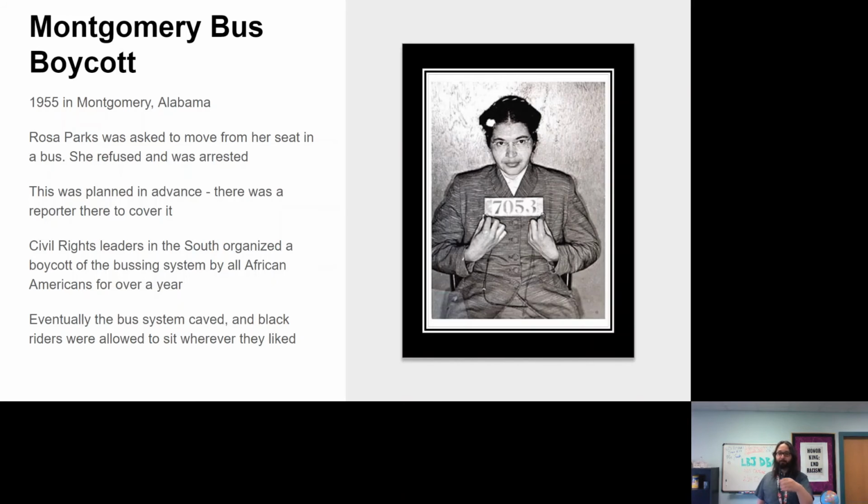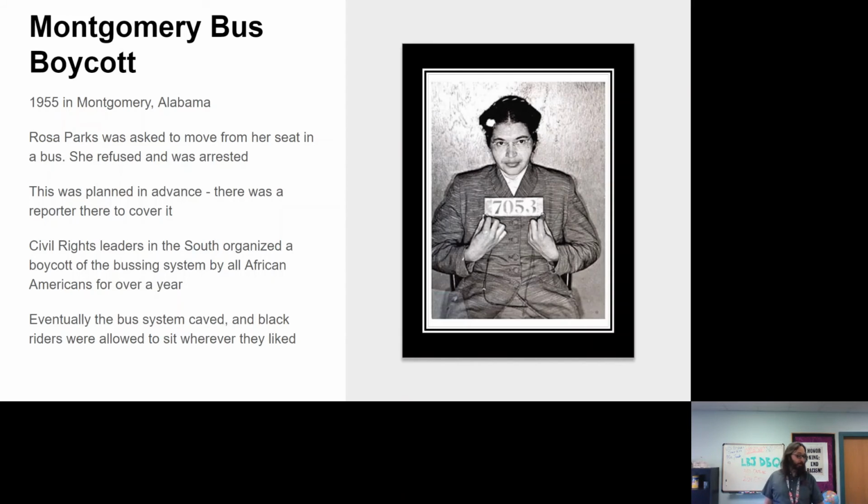This was planned. And civil rights leaders in the South, mostly in Montgomery, but all throughout the South, organized a boycott of the busing system by all African Americans for over a year. And these guys didn't have cars and they just felt like taking the bus. If they worked 5 miles away, they walked 5 miles there, 5 miles back every day for over a year. And eventually the bus system caved because it turns out the majority of their money came from black people.